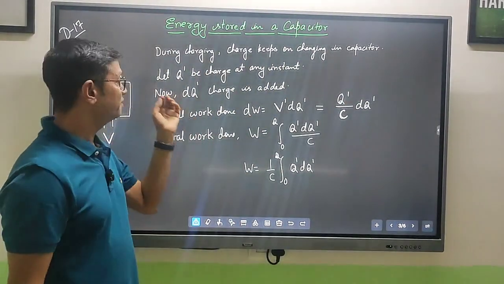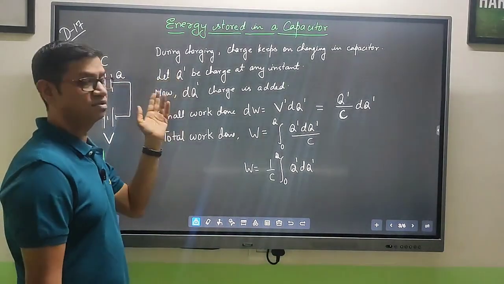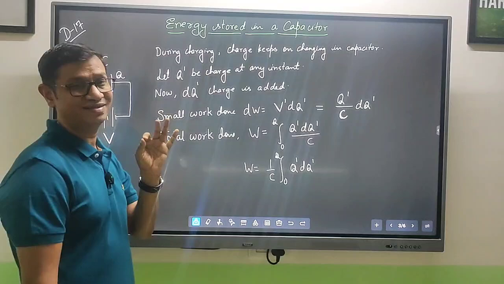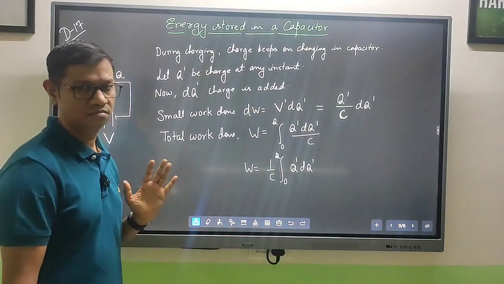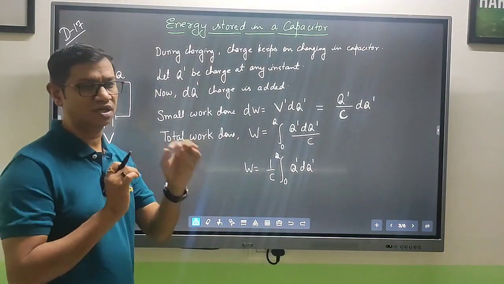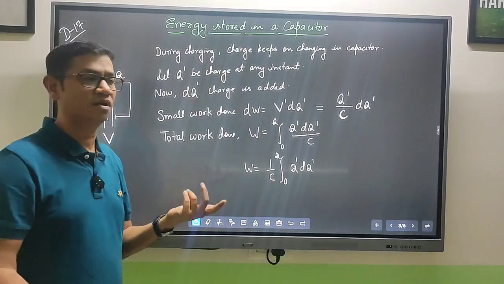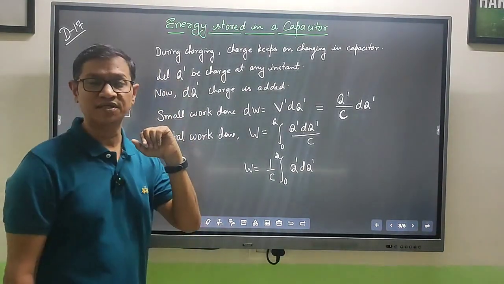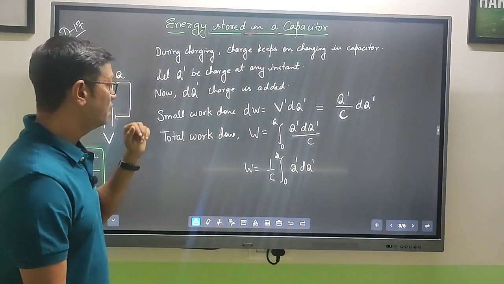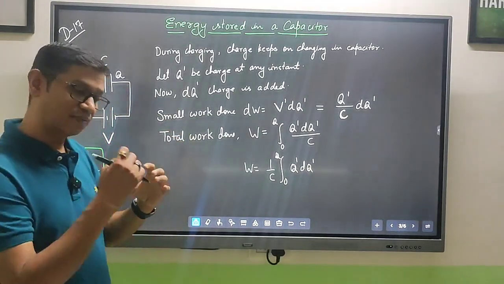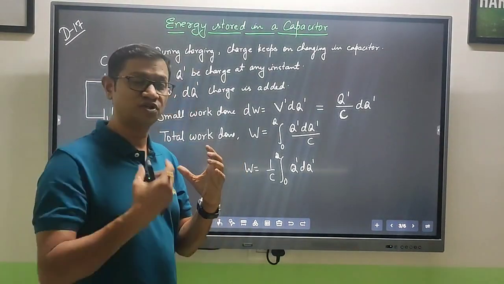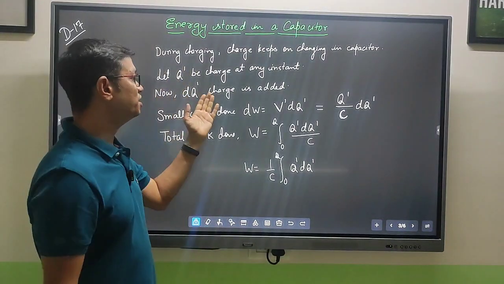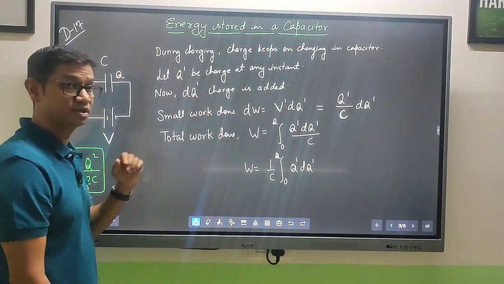So we assume Q dash be the charge on the capacitor at any given instant. During charging, we take some instant in general, at which the charge on the capacitor is Q dash. Now from this state, you add a small amount of charge dq dash. So let dq dash charge be added in the capacitor now.